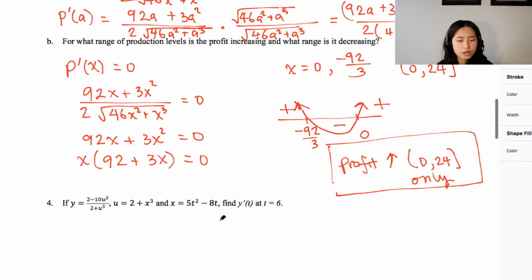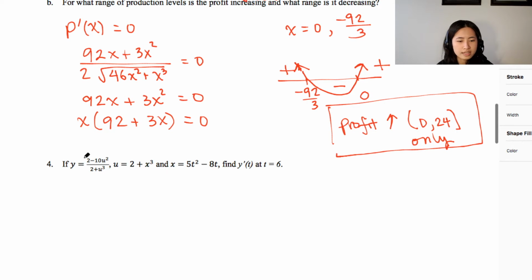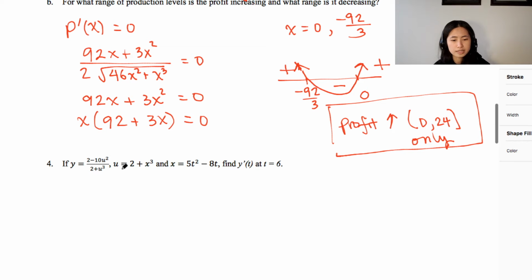Great. So for number 4, it says if y is equal to 2 minus 10u squared, and then you have u, which is equal to 2 plus x cubed, and x is equal to 5t squared minus 8t, you need to find the first derivative of y with respect to t at t equal to 6. Here's the thing: you have y, and you're using a variable u. This u uses another variable, which is x, and x uses another variable, which is t. So it's sort of like in between different variables.